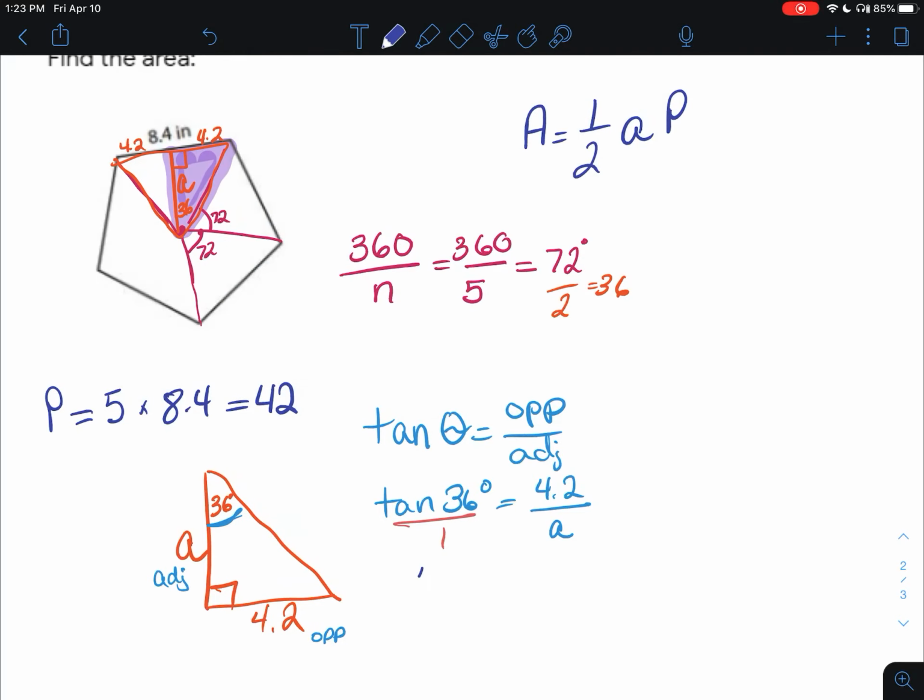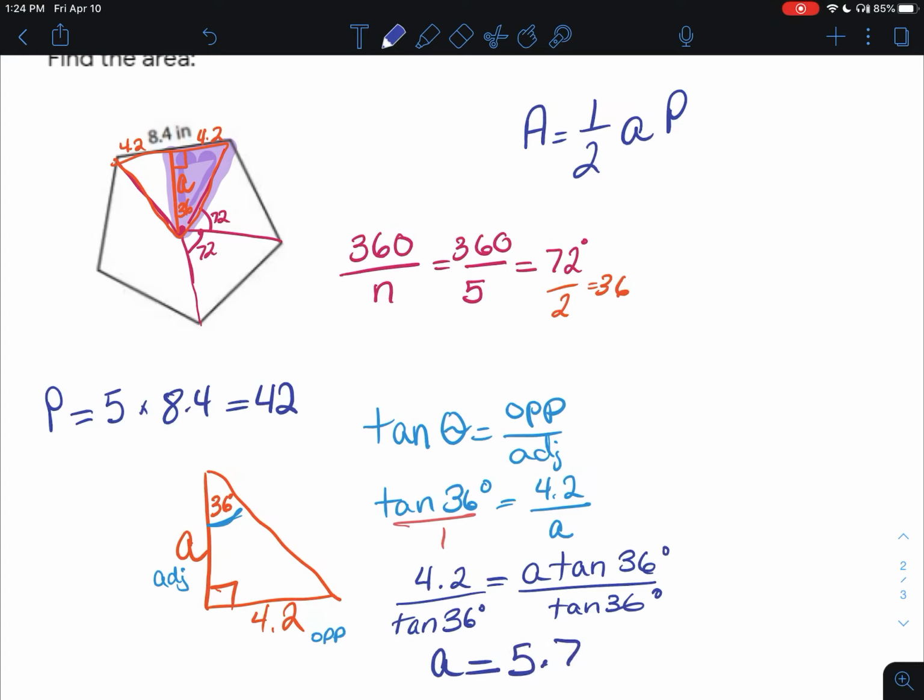All right, so when we cross multiply, we get 4.2 equals A times the tangent of 36 degrees, divide by tangent of 36, and we get that A is equal to 5.781. For good measure, I would suggest keeping as many of those decimals as possible, at least until you get to the very end.